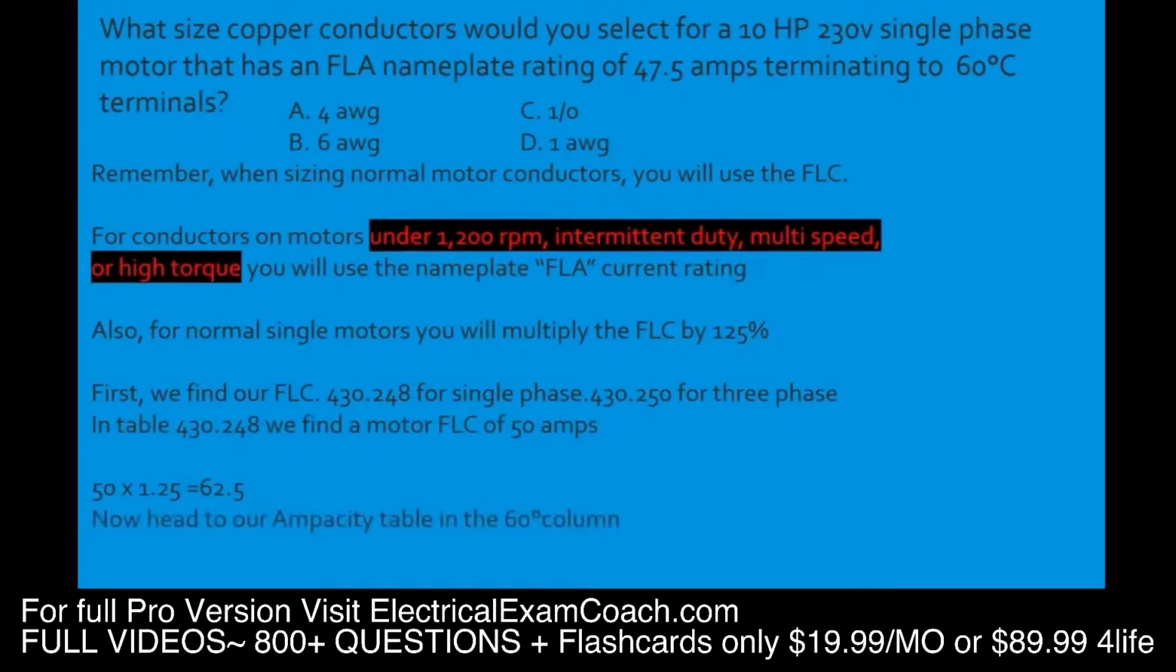Now we're going to head to our ampacity table, being sure to select from the 60° C column. In the copper side, in the 60° C column, we go down and find a wire that will cover our known amp draw. And in this case, we're going to select a number 4.